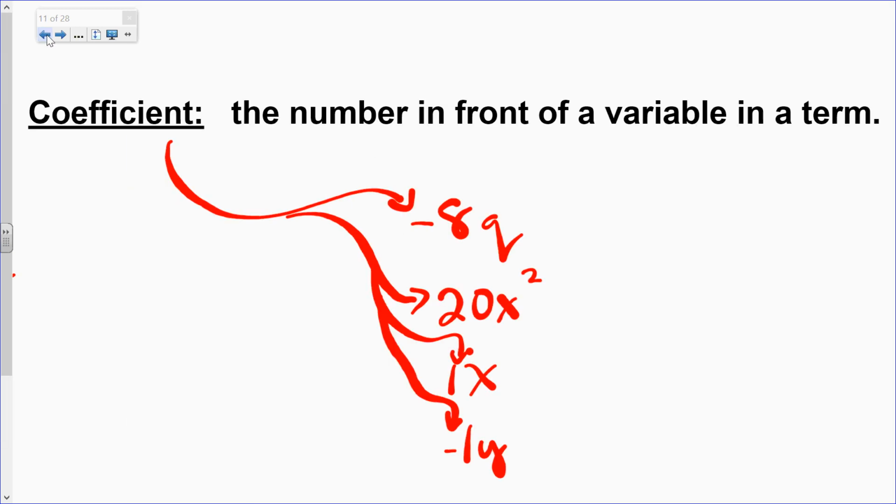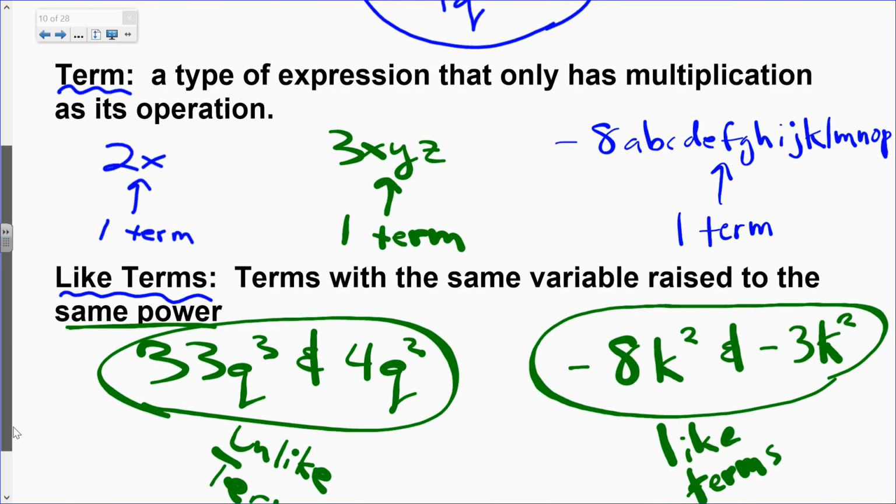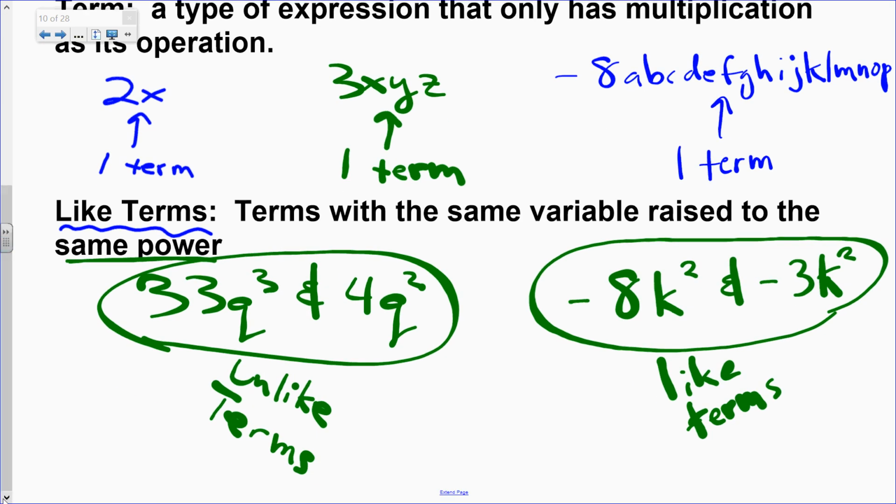Yesterday we defined like terms, and you can look at the video later on. Look at like terms, the way we defined it: terms with the same variable raised to the same power. It does not matter what the coefficients are. If you have the same variable raised to the same power, they're like terms. That was yesterday's learned lesson.